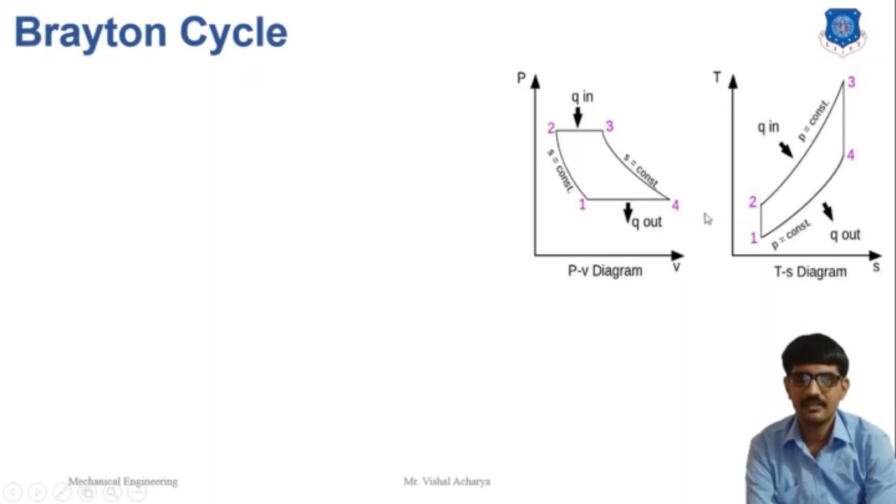for a closed cycle. Same here: 1 to 2 compression, 2 to 3 constant pressure heat addition, 3 to 4 work output, and 4 to 1 is heat rejection.